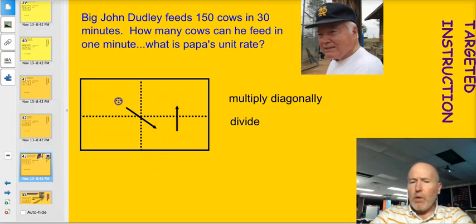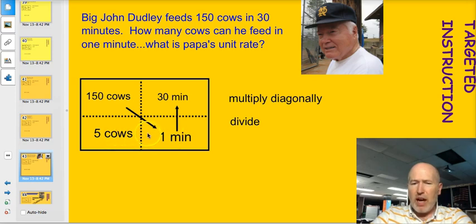All right, well, set it up: 150 cows in 30 minutes. How many cows in 1 minute? 150 times 1 is 150, divided by 30 is 5 cows per 1 minute. Look at how nice that answer is down there. 5 cows per 1 minute. That's your unit rate answer right there in the box. If you put those labels in, it'll be there for you too.